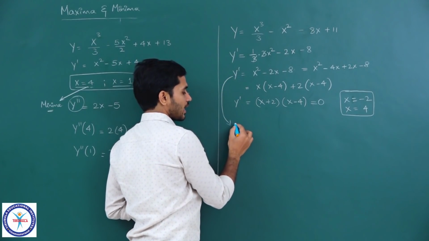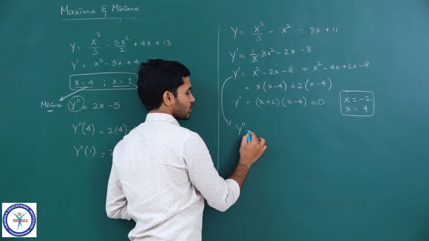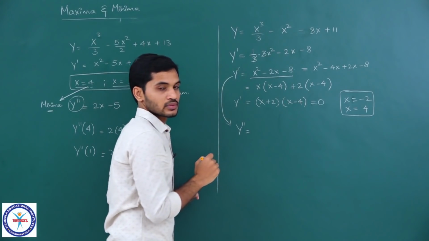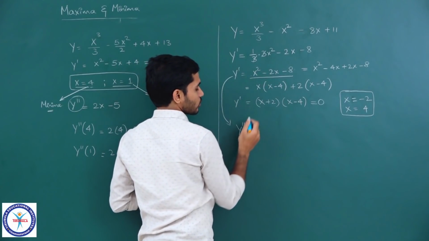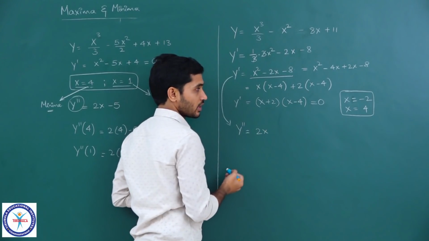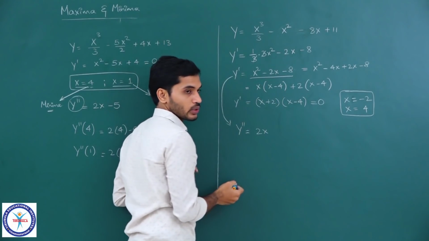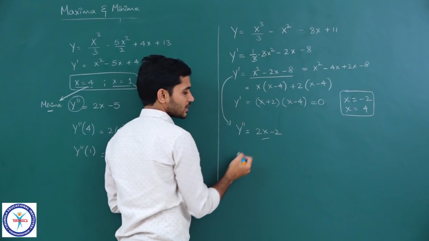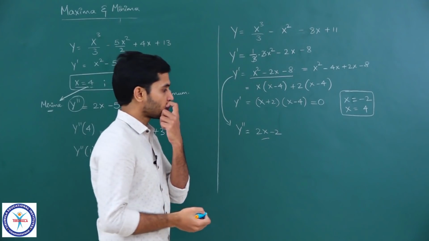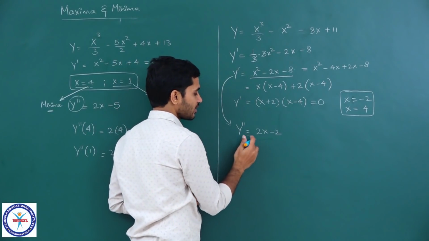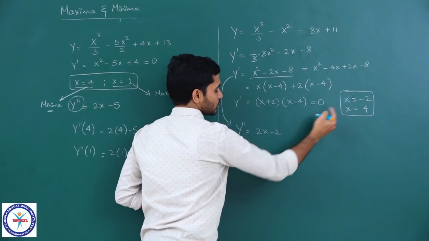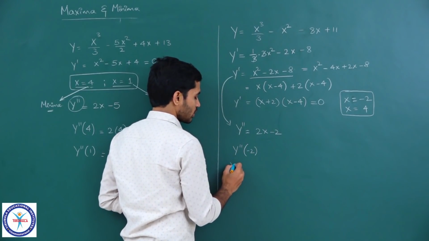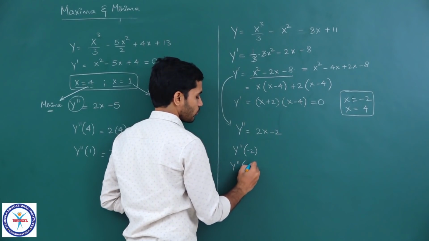Differentiate y dash again to find y double dash. So, what is the derivative of this expression? Let us see. The derivative of x square is 2x, correct. The derivative of minus 2x is minus 2 into the derivative of x, which is 1. So, that is it, 2x minus 2. Let us check the value of y double dash at these two. What is y double dash at minus 2? What is y double dash at 4?